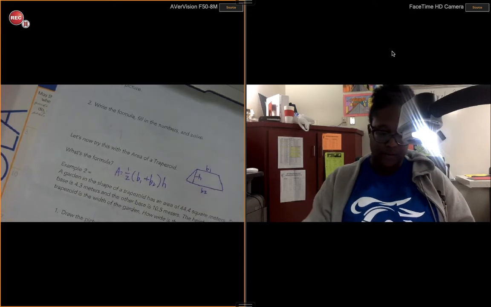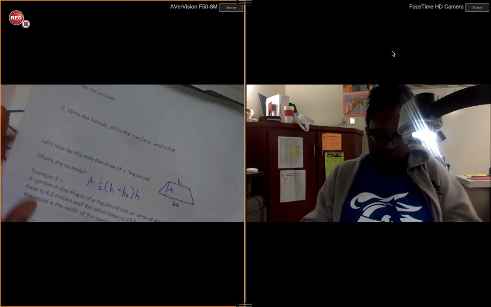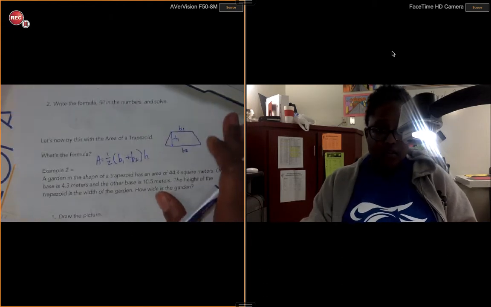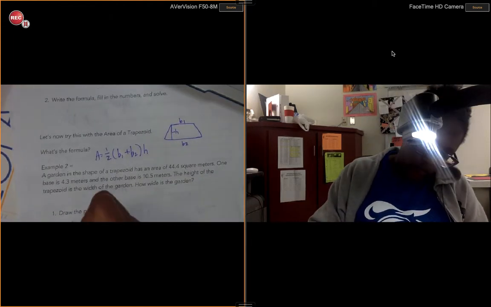Okay, here we go. Fold this up. Let's see. Okay, so a garden is in the shape of a trapezoid.